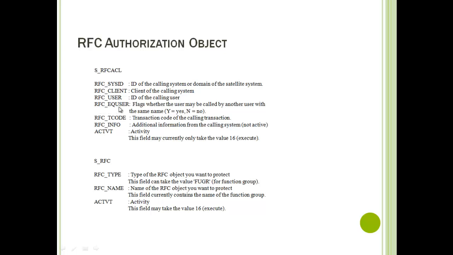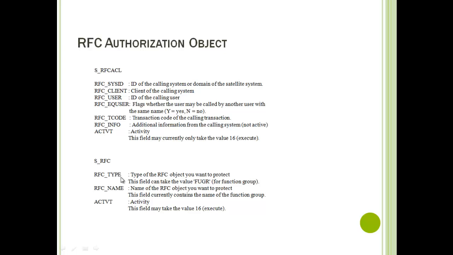RFC_EQUIVALENT_USER, this is used if the user is using another name to call. This is for the equivalent user. Then RFC_TCODE, this is a transaction code which you are going to call. RFC_INFO, this is additional information for the calling system which is actually not active. Then activity, what you can do, generally it's 16, you can execute a function module.